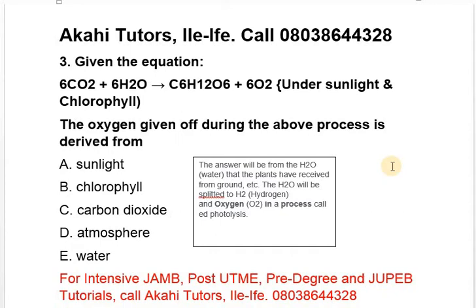So once this has taken place, the OH minus, what I said earlier is that it is the photolysis of water, splitting of water into hydrogen ions and hydroxide ions. So this hydroxide ion then undergoes some series of reactions, releasing oxygen and of course water and 4 electrons. So the oxygen gas comes from water during photolysis of water. So the best option for number 3 is E.